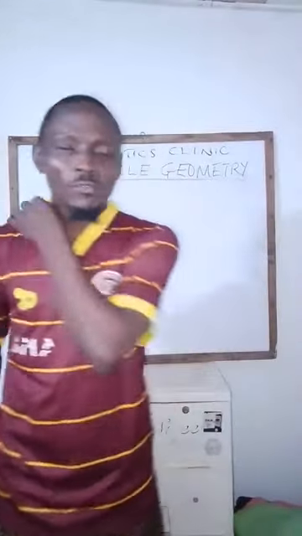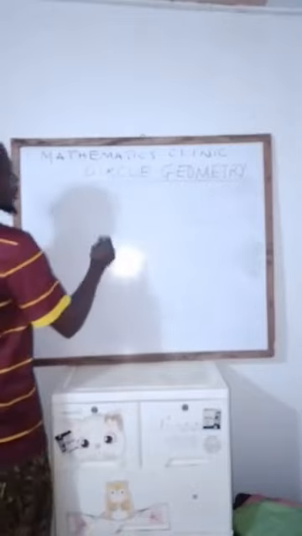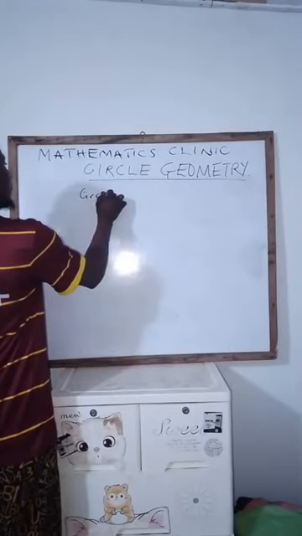But we cannot treat circle geometry without treating the properties of circles, because we shall be using a lot of terms from the properties of circles. If you don't understand the properties of circles, you find it very difficult to answer questions, or to understand some of the terms we shall be looking at. So what are the properties of circles we'll be looking at? First among the properties is circumference.